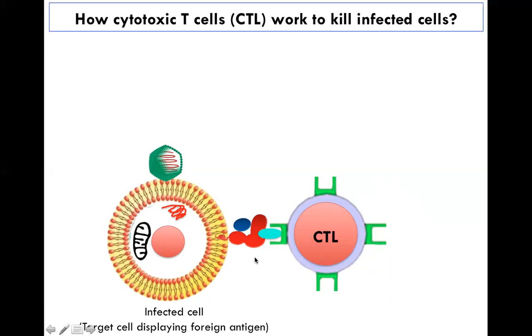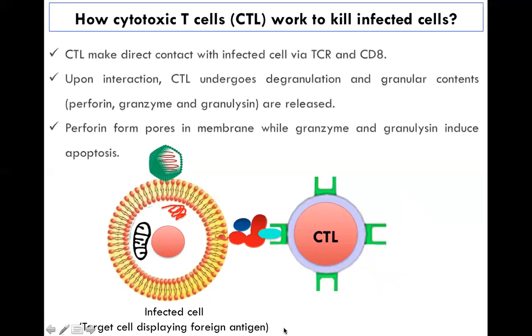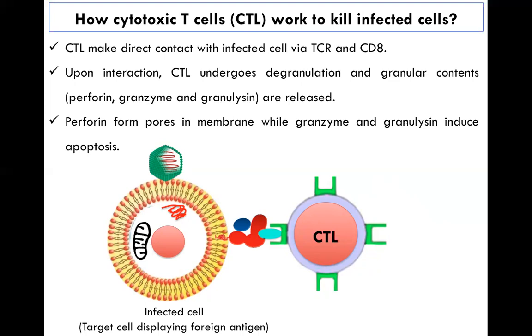As you can see here, this structure that we already know, the TCR or T cell receptor, is on the surface of infected cells. In addition to that, there are also CD8 co-receptors that bind to the MHC class 1 molecules. Now the cytotoxic T cells undergo another process called degranulation. What we are going to answer is how cytotoxic T cells, or simply CTL, work to kill the infected cells.